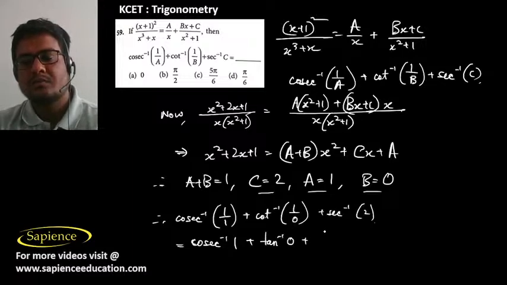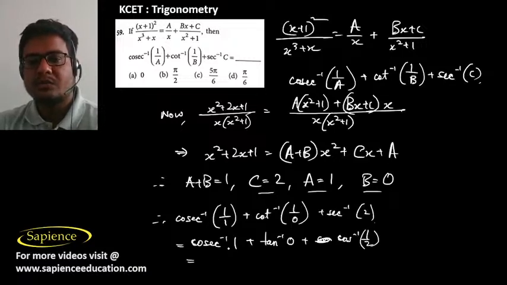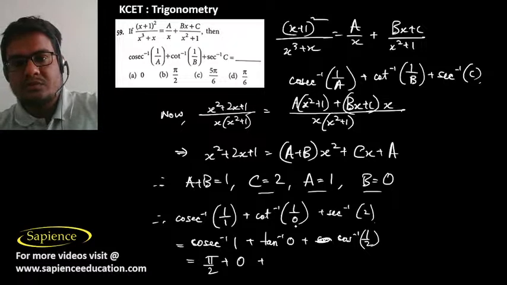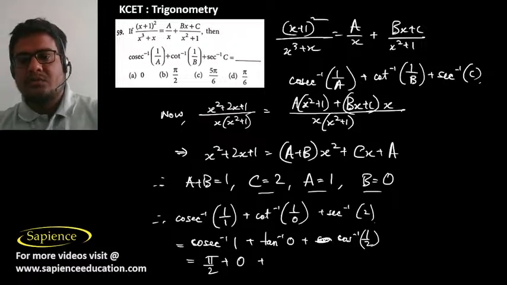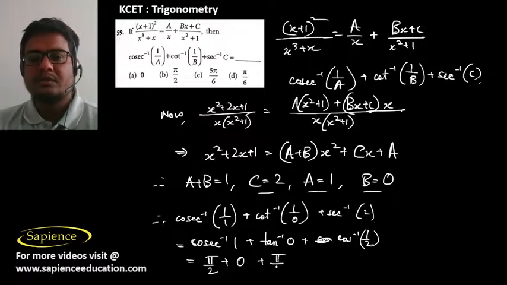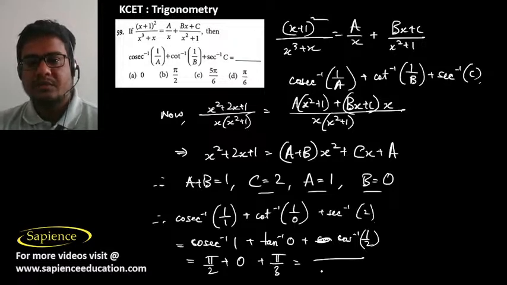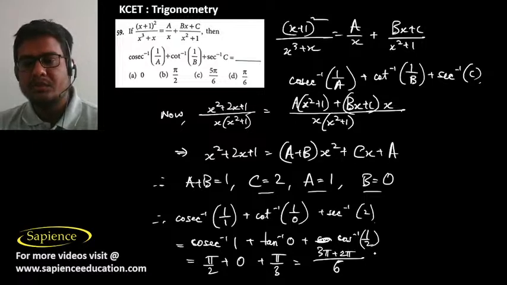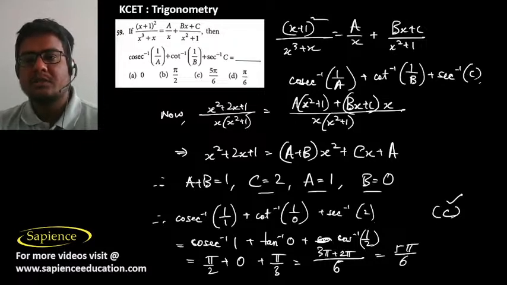0, plus sec inverse 2, which I can write as cos inverse half also, and cosec inverse 1 means sin inverse 1 also. Sin inverse 1 is pi by 2, plus tan inverse 0 is 0, cot inverse infinity is also 0, and cos inverse half is pi by 3. So if we add them, the LCM of the denominators will be 6, then 3 pi plus 2 pi, so that is 5 pi by 6. So option C is the correct answer.